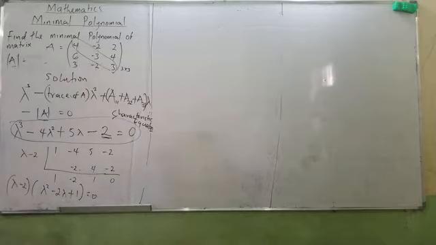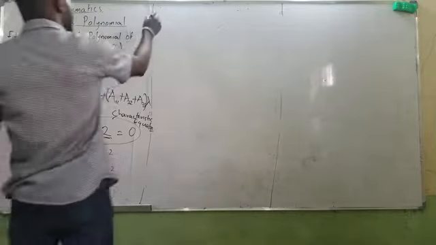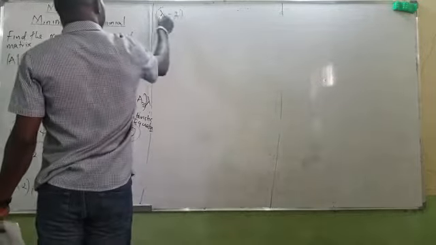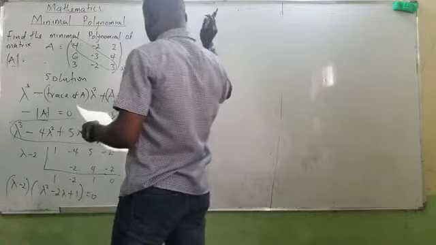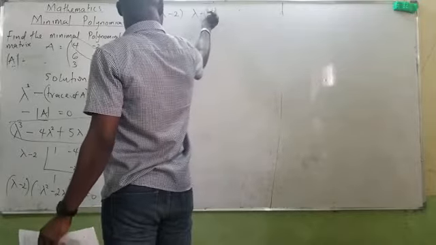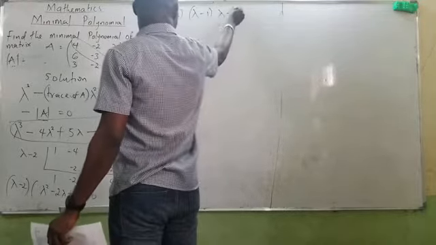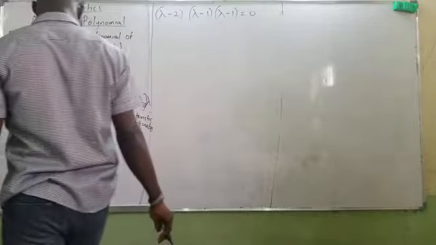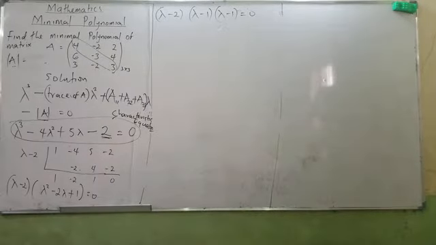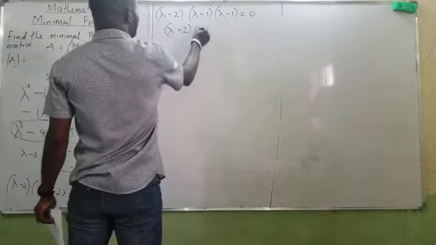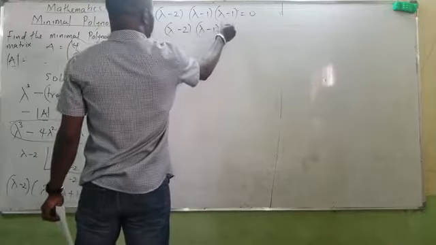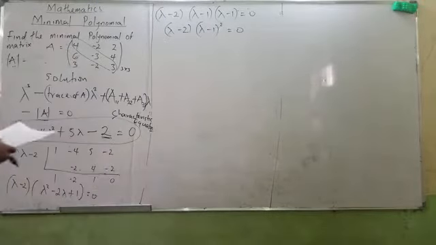Minus 1, it will give me, minus 1, it will give me what? 1. Minus 1, it means I'll be having lambda minus 1 equals to 0, which I factorized very well. Since I factorized that, I can continue by having lambda minus 2 bracket of lambda minus 1 squared equals to 0. Now, that is what I am doing there.